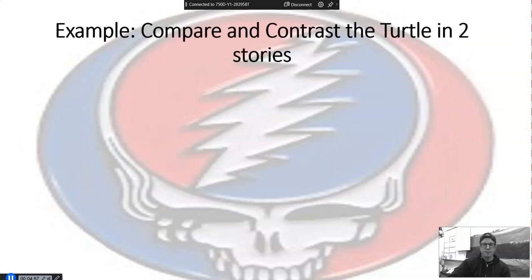So what does this look like? Well, let me show you. Let me give you an example. We're going to imagine that you read these two stories. There's The Never-Ending Story, which was made into an awesome movie from the 80s. And then there is a short story called Earth on Turtle's Back. Both of these stories include a turtle.